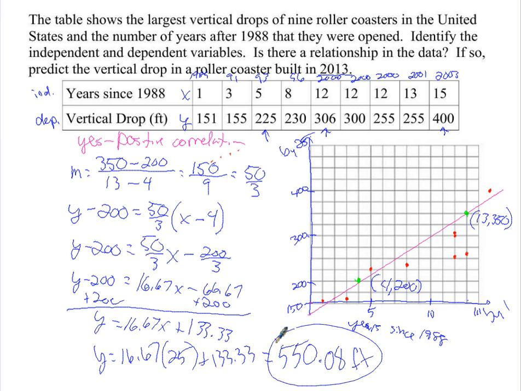So in 2013, based on this model, we should have seen, since it's not 2013 anymore, we should have seen a roller coaster that was 550 feet tall, based on this model. Okay? Now, did that happen? I don't know. But the model says that this is what would have happened using this data right here. And that is the answer to the question. Whether it happened or not doesn't matter. That's the answer.